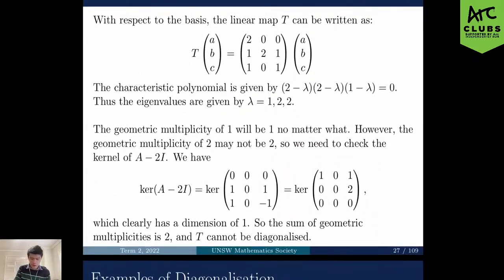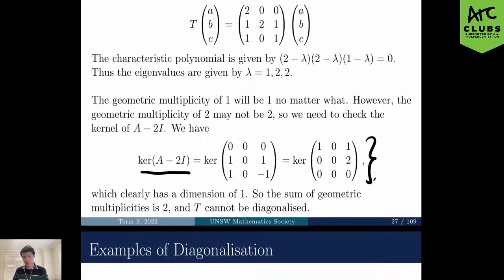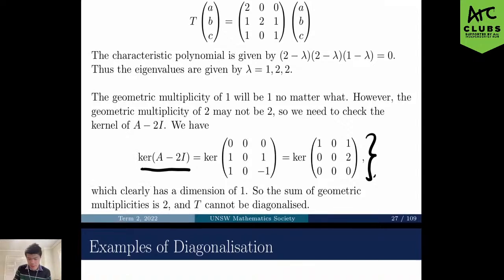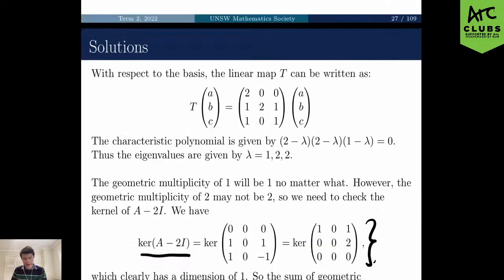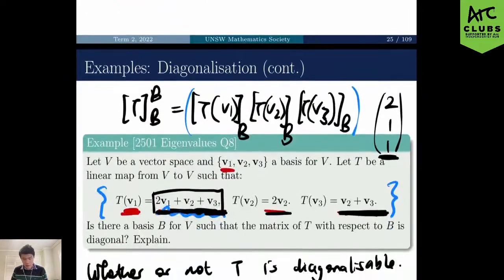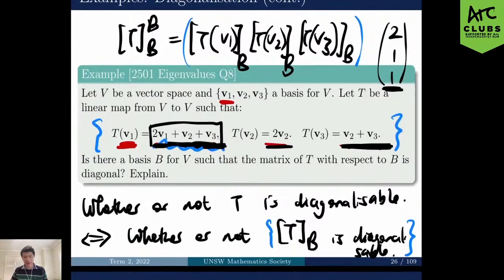We've got the kernel of A minus 2I equals the kernel of this, which is unfortunate because it has a dimension of 1. So, in other words, the sum of the geometric multiplicities is 2, and T cannot be diagonalized. Okay? So if we look back at this question over here, they're really asking us, is there a basis B such that it can be diagonal?